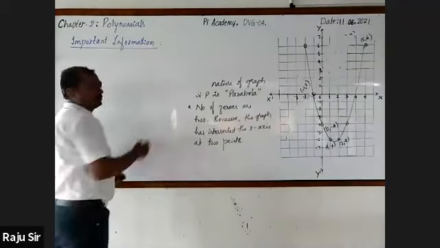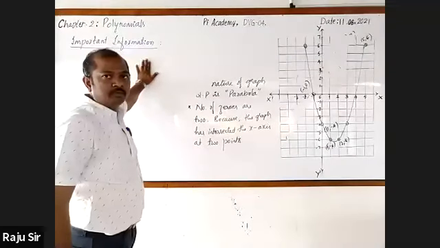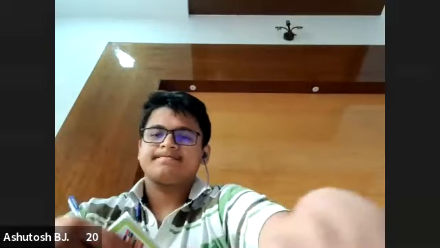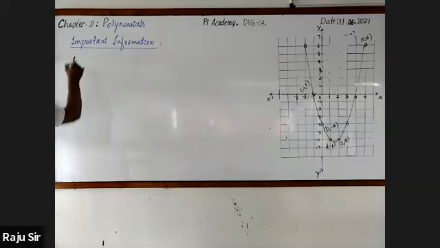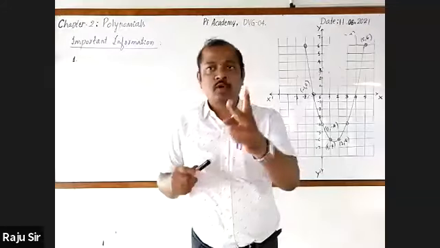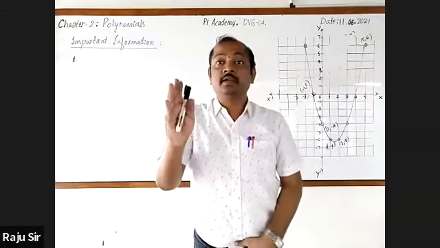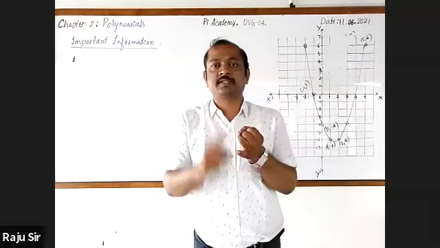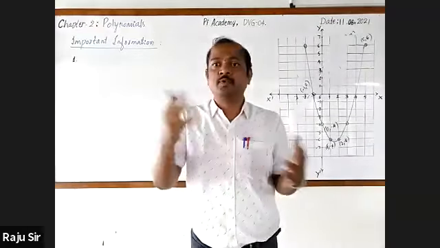Important information with respect to zeros of a polynomial. Sir, should we write this in our notebook? Yes. From here, you have to start writing in your notebook. Observe. We have drawn two graphs. From both the graphs, we have come to know that those graphs will intersect the x-axis. If it intersects the x-axis at one point, we can say 1, 0. 2 points, 2, 0. 3 points, 3, 0. 4 points, 4, 0.